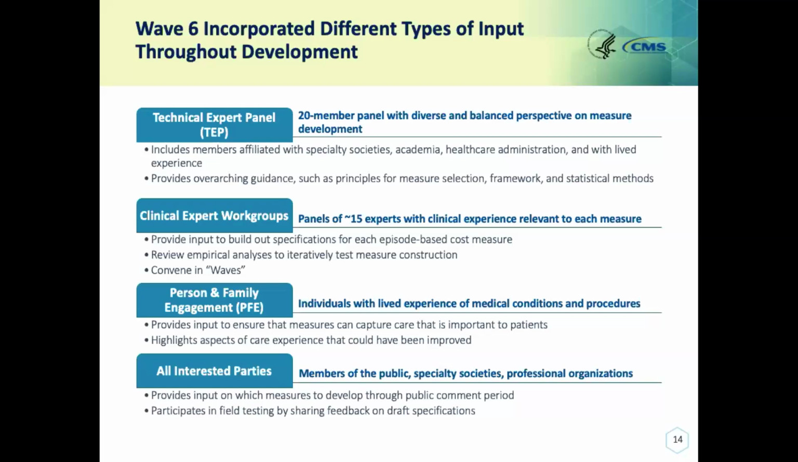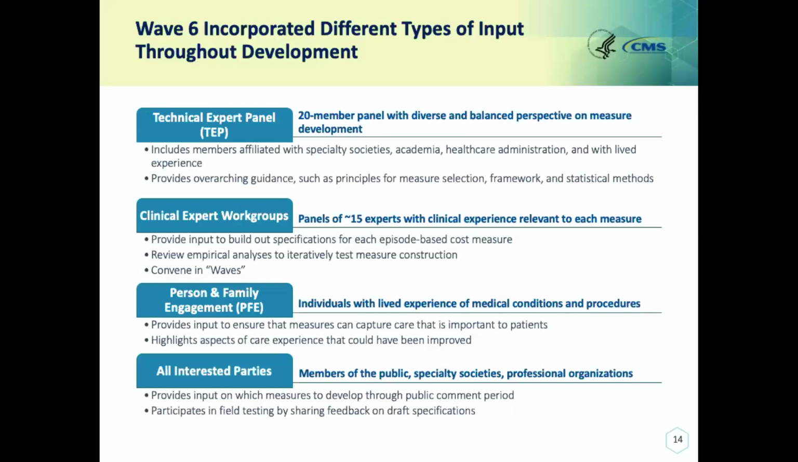At the same time, for each measure, we sought input from 5 person and family partners, or PFPs. And these are individuals with lived experience that's relevant to each measure. They share their feedback through focus groups and interviews, and a couple of them also join work group meetings to discuss PFP findings on aspects of the measure, like who they see as being part of their care team and highlighting ways that their care experience could have been improved.